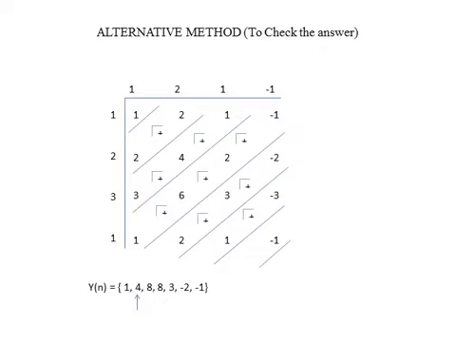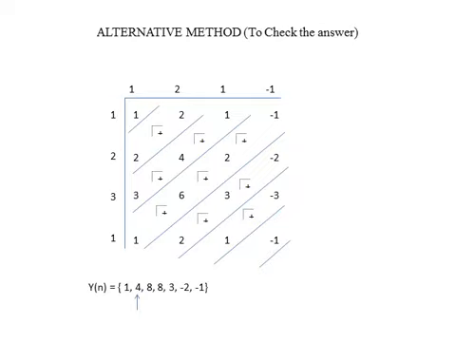We have an alternative method in which we can perform the same convolution in a simpler way. And this method usually will be used to check whether the answer we have obtained in the graphical method is correct or not. And in some cases, if the same question is asked as a 2-mark question, then you can make use of this method to find the answer easily.